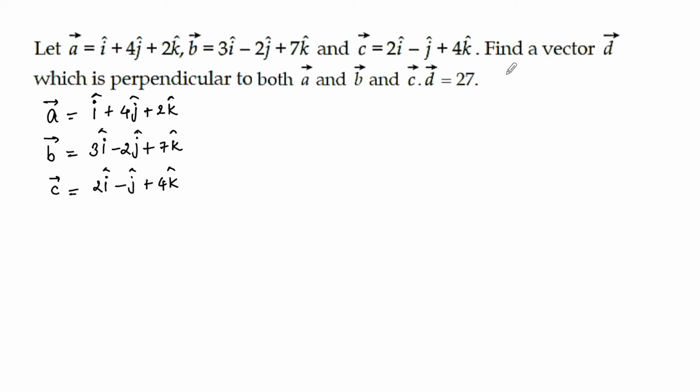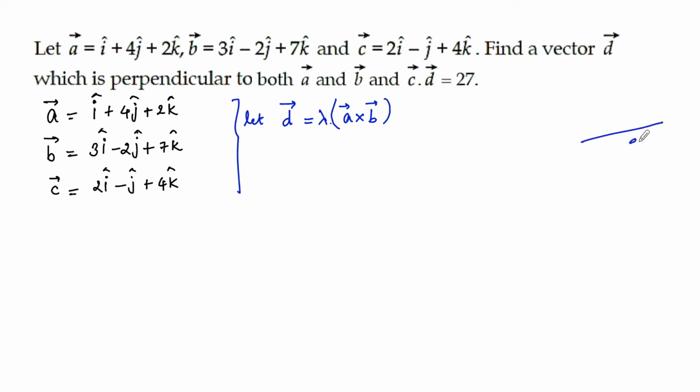And D is a vector which is perpendicular to both the vectors. So the vector D, which is perpendicular to both the vectors, means it is along the A cross B vector. So let us consider some lambda times of A cross B as the D vector.